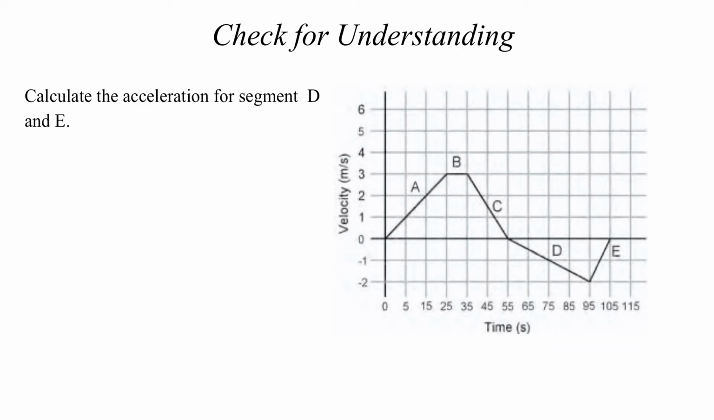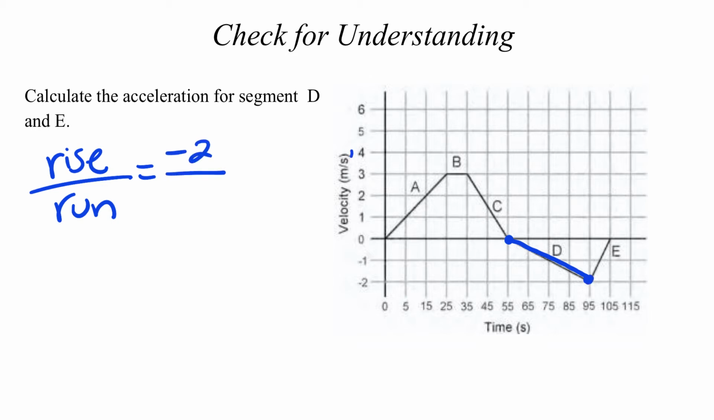All right, so now let's just calculate acceleration and do an example just to make sure you've got it. We're going to just do segments D and E on this graph. First up, section D on the graph is right here, and we want to do rise over run. So the rise for spot D, it starts at 0 and drops down to -2. So your rise is -2.